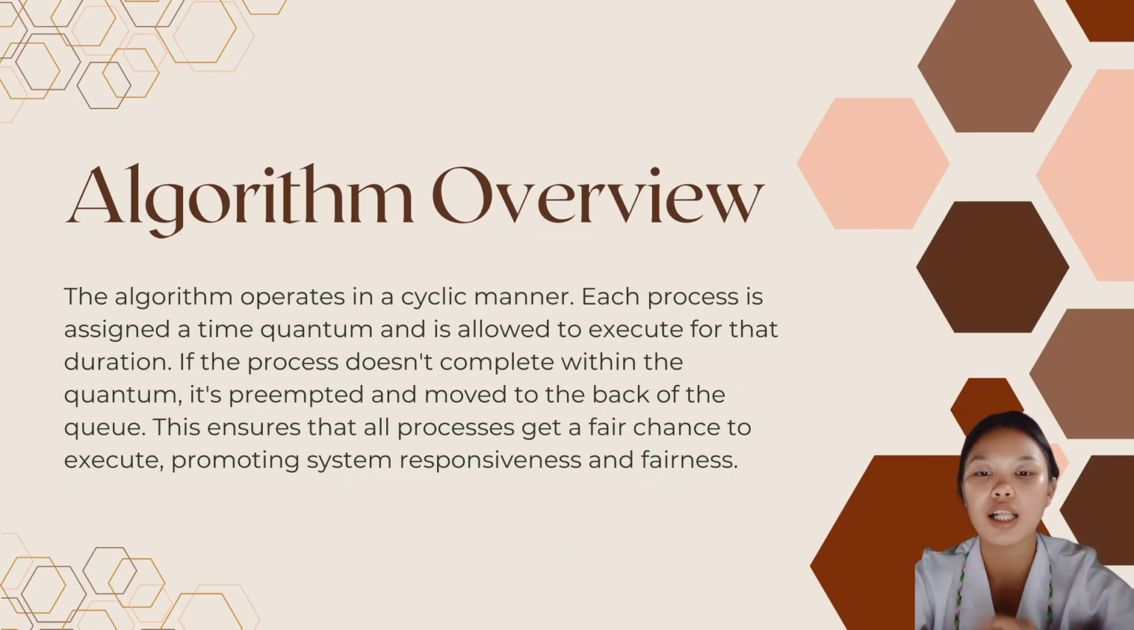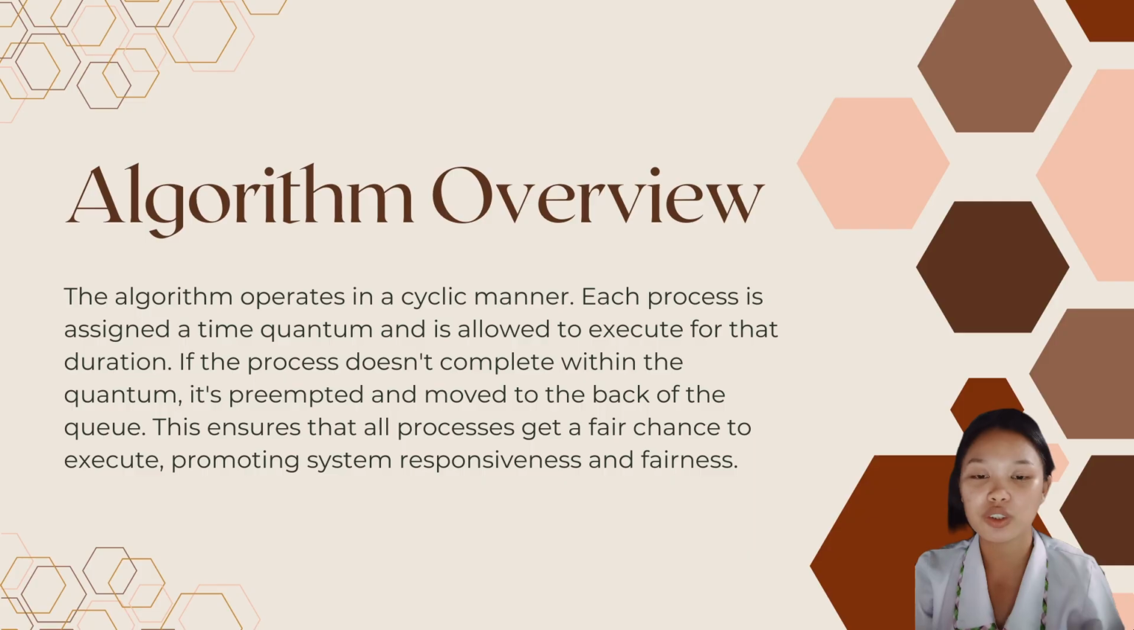In our algorithm overview, the algorithm operates in a cyclic manner. Each process is assigned a time quantum and is allowed to execute for that duration. If the process doesn't complete within the quantum, it's preempted and moved to the back of the queue. This ensures that all processes get a fair chance to execute, promoting system responsiveness and fairness.